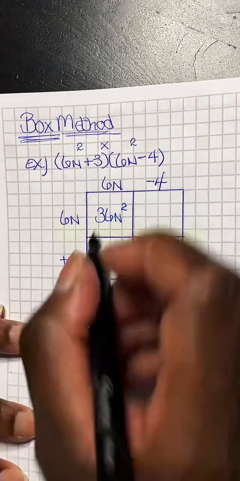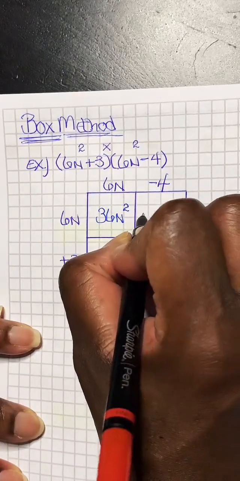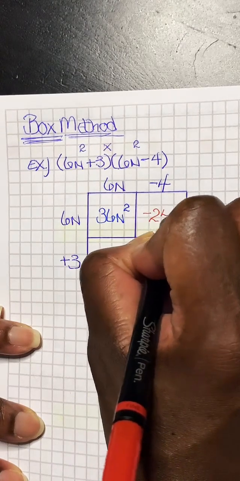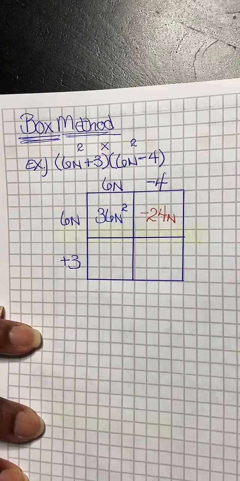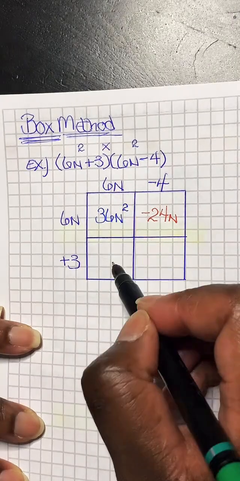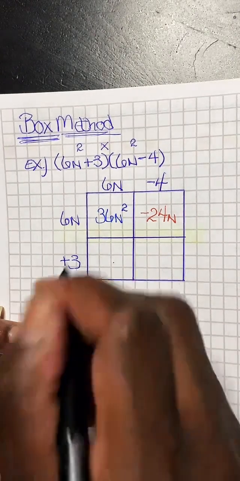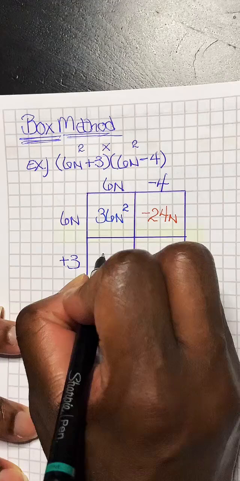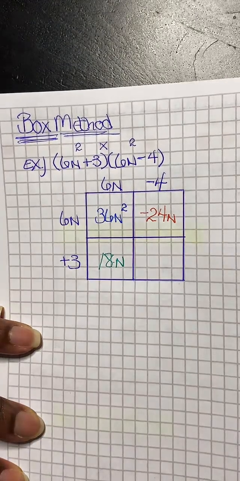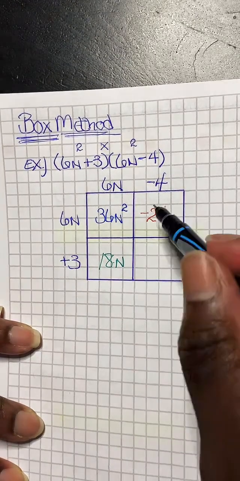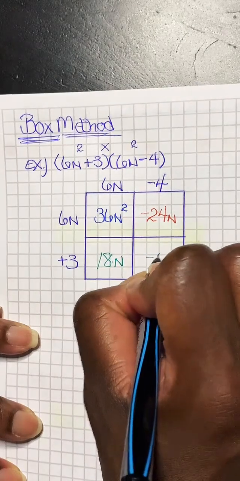So this one right here, we have negative 4 times 6n gives me negative 24n. To fill in this box, I need to multiply 6n times 3. So 6n times 3 gives me 18n. And lastly, multiplying negative 4 times 3 gives me negative 12.